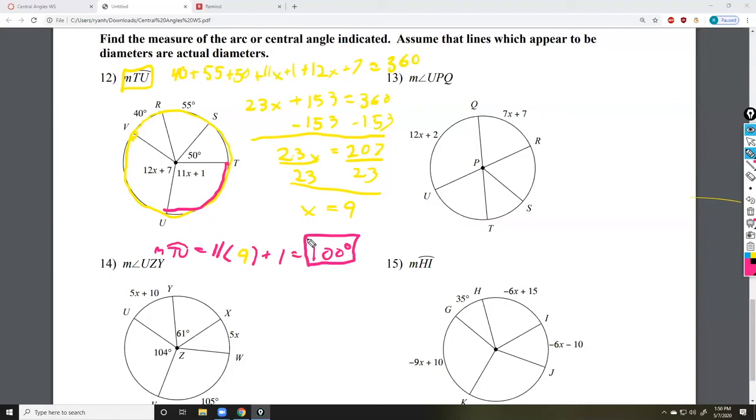So once you get an answer, then you're going to look at what angle or arc they're looking for. Remember, those are kind of interchangeable. So UPQ means that we're looking for this angle. So you're going to plug it into the 12x plus 2 once you solve for x. UZY, so U to Z to Y is this part, and then H to I is here. Pay attention to the negatives on this last one.